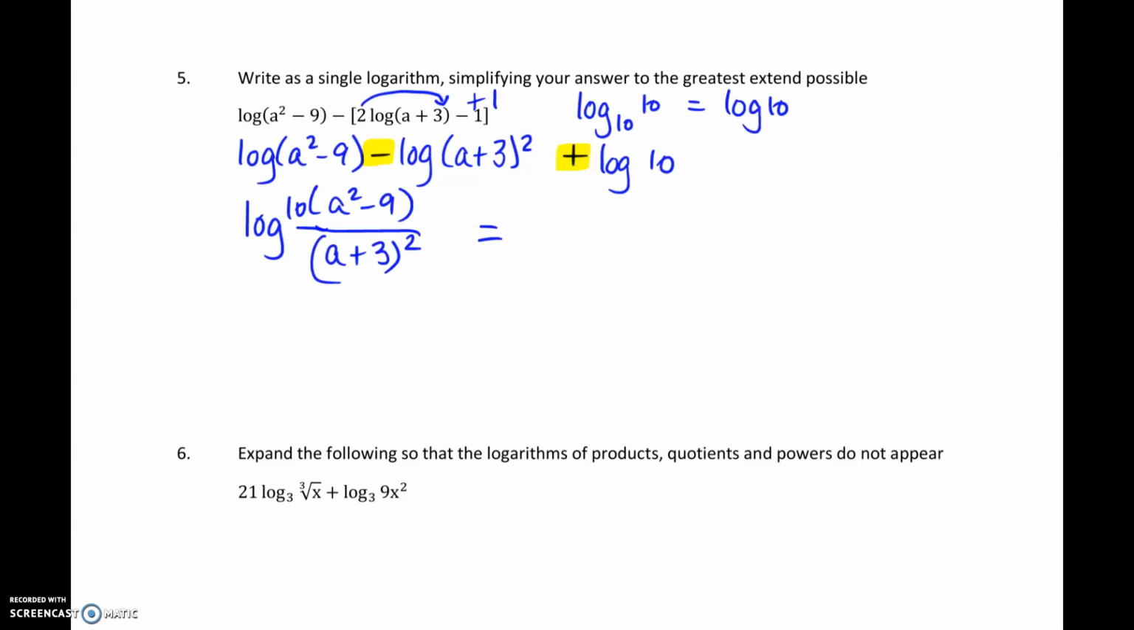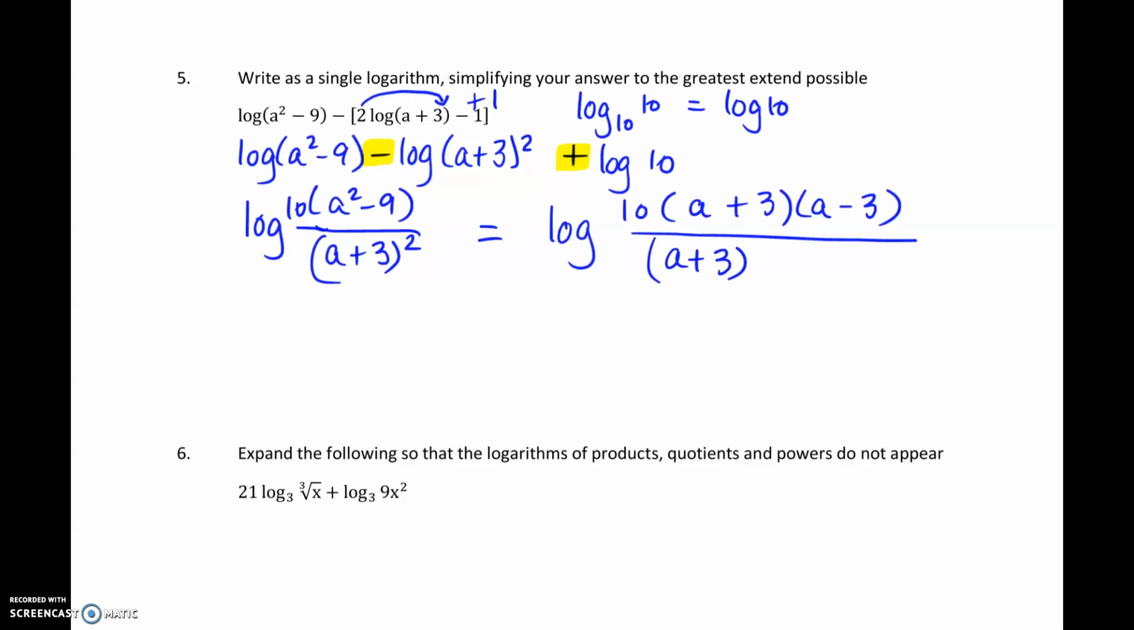Now we're going to simplify this, and there's just a little bit for us to do. So we have the 10. We're going to rewrite the a squared minus 9 as a plus 3 and a minus 3. That's the difference of squares. And then down here we have a plus 3 squared, or we can write it as a plus 3 times a plus 3. We're going to cancel out a plus 3 in the numerator and denominator and simply write down what we have left. So we have log of 10 times a minus 3 divided by a plus 3.